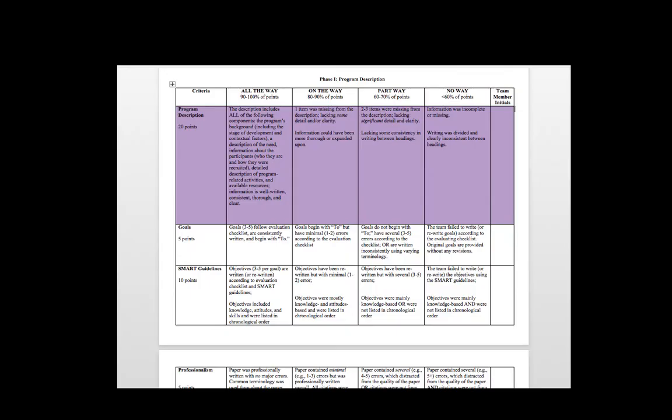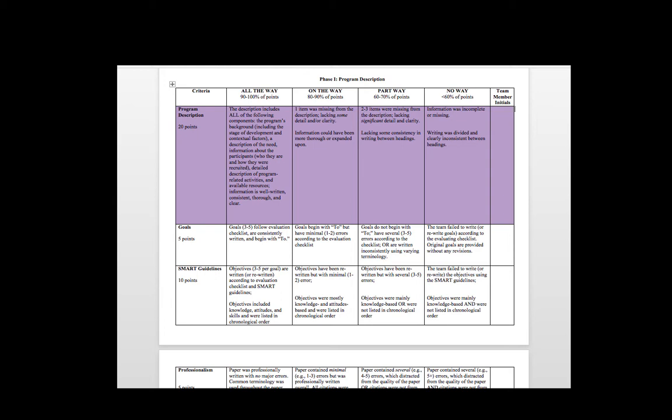So this is what the Phase 1 program description rubric looks like. You will see on the left-hand side, there is a criteria box. At the top are your point percentages, and then on the right is where you and your team members' initials will be. So right now we are going to cover the shaded purple boxes, which include the program description. To receive all credit, the description needs to include all of the following components.